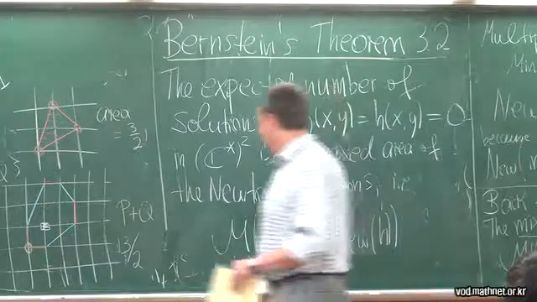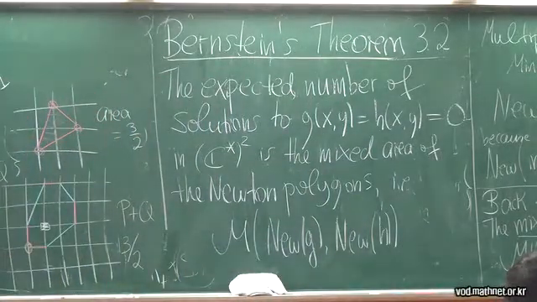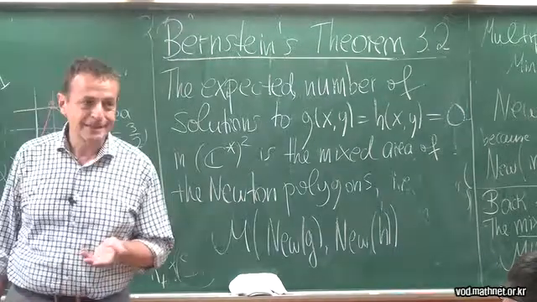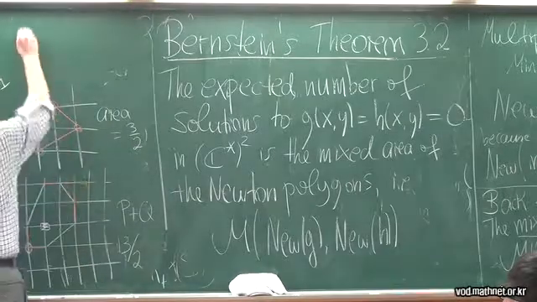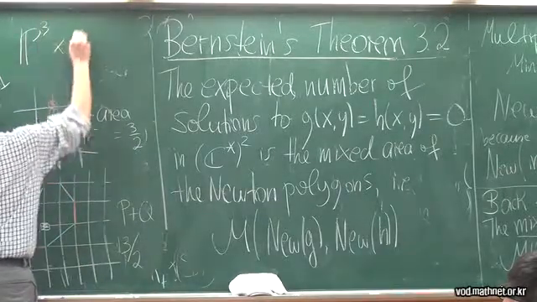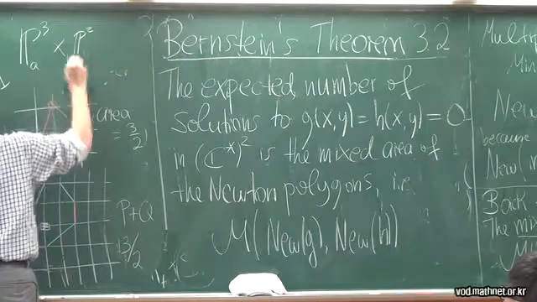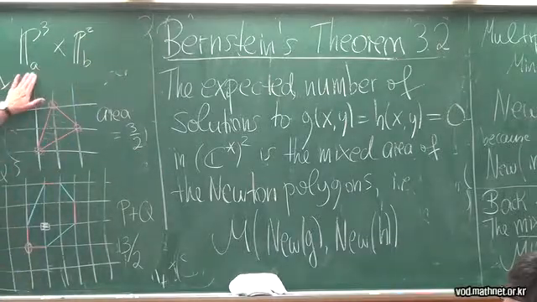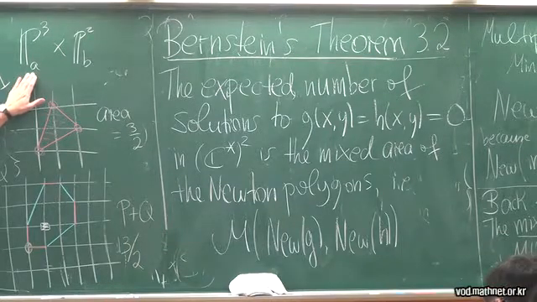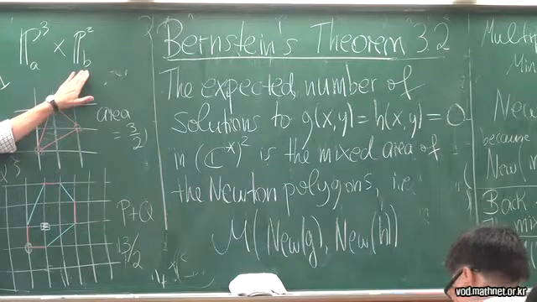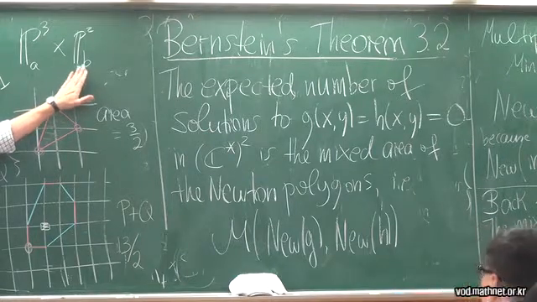So by expected, I mean the following. I have the space of coefficients, the space with coordinates a1, a2, a3, a4, b1, b2, b3. You can think about this as a 7-dimensional affine space, but better, think about it as a P3 times a P2. So I have the coefficient space, a 3-dimensional projective space with homogeneous coordinates a1, a2, a3, a4. And for the second polynomial, b1, b2, b3 are the coefficients.